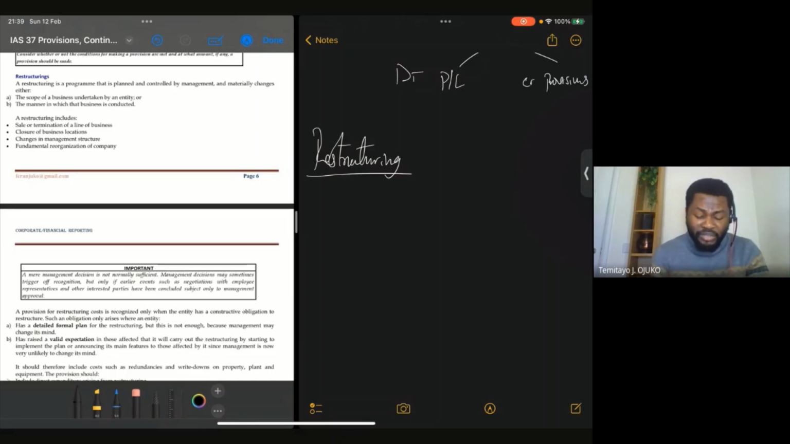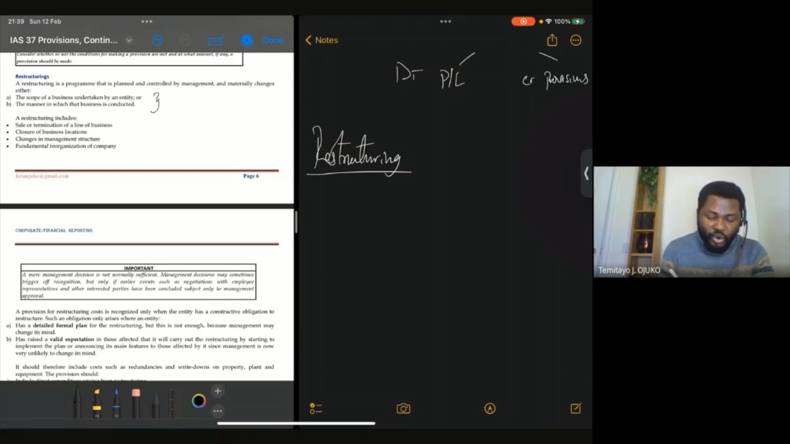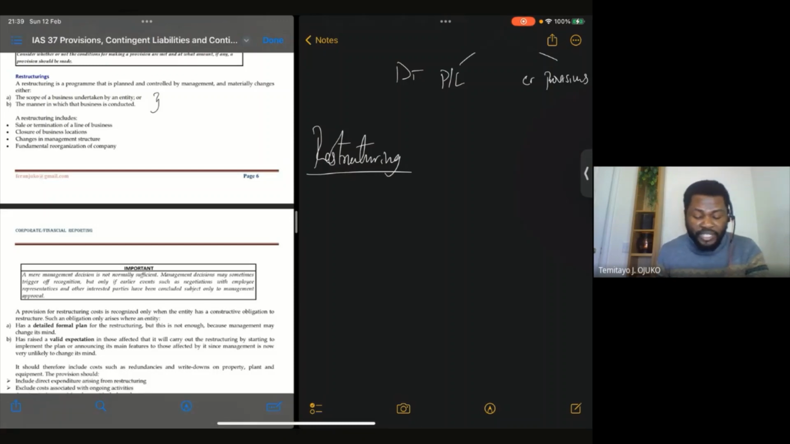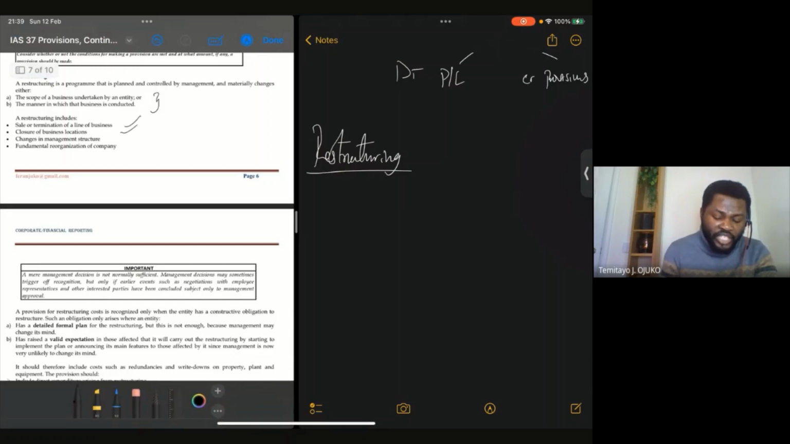Restructuring is a program that is planned and controlled by management and materially changes either the scope. So for you to say there's a restructuring, one of these two must exist. Either the scope of the business undertaken by an entity has changed, or the manner in which the business is conducted has changed. So take note of that. Restructuring includes sale or termination of a line of business, closure of a business location, changes in management structure, and fundamental reorganization of the company. These four are examples of restructuring.